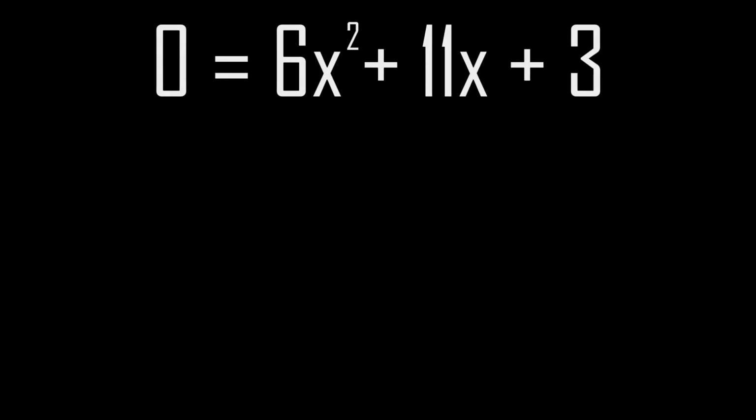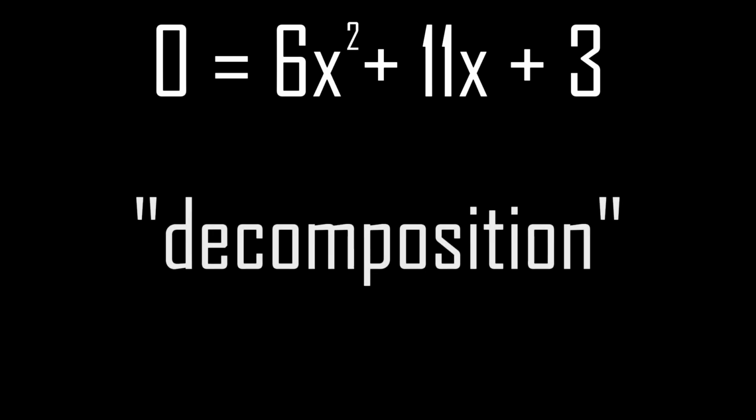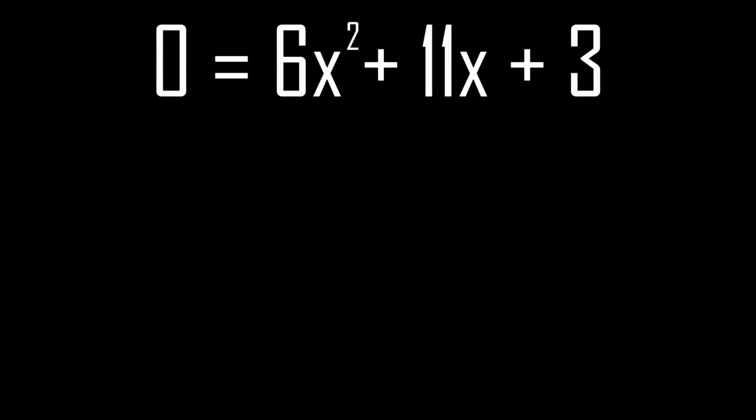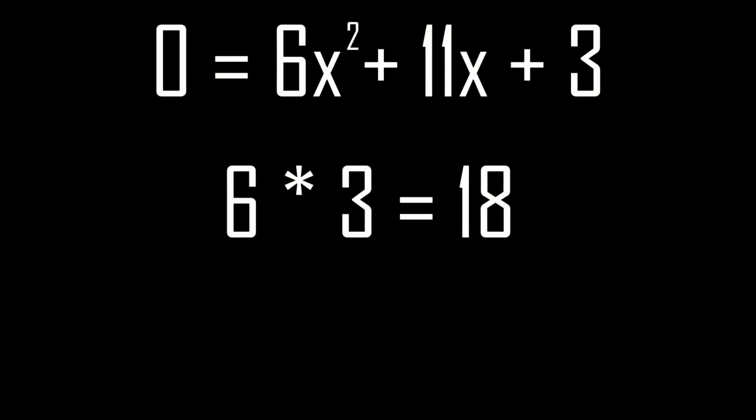There's also another method of factoring. Say you had 6x squared plus 11x plus 3. Because of the 6 in front of the x squared, you cannot factor normally. The method of solving this is called decomposition. First, multiply the coefficient of x squared with the constant.